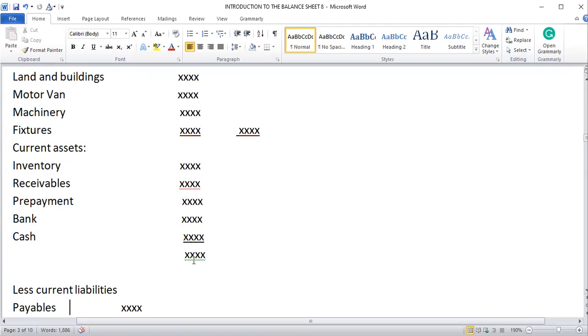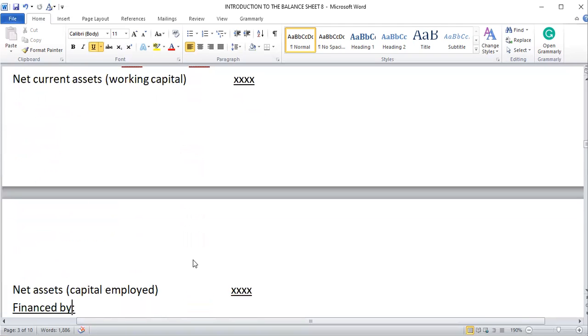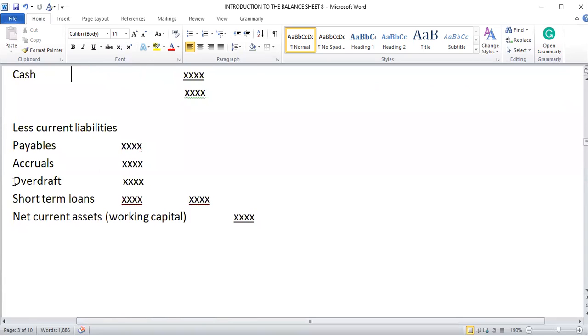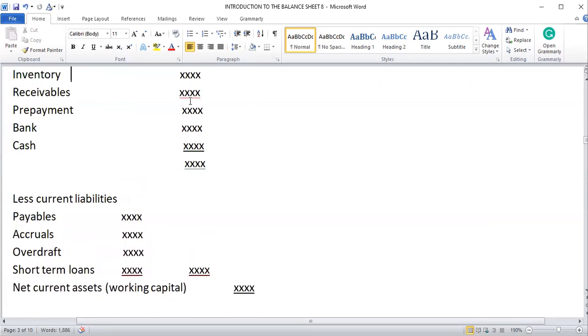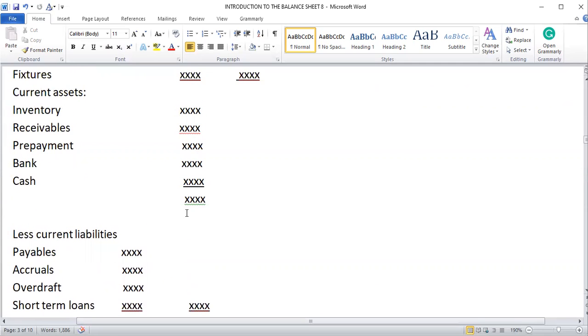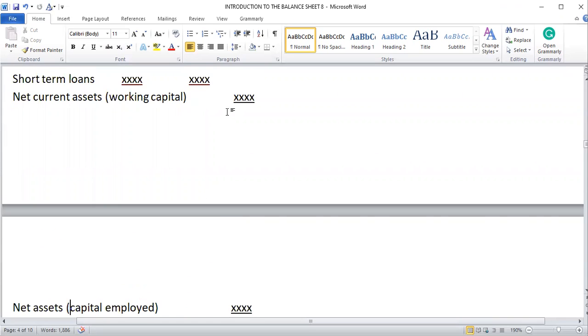You sum up all this, then you get this figure. Then you also take the current liabilities: payables, amount involved, accruals, overdraft, and short-term loan, each with the amount involved. You add up all this, you get the figure. When you get this figure, which is the total current liability, you deduct it from the total of the current assets. Then you arrive at what is called the working capital. That is the capital that they are using to run the organization within 1 year.